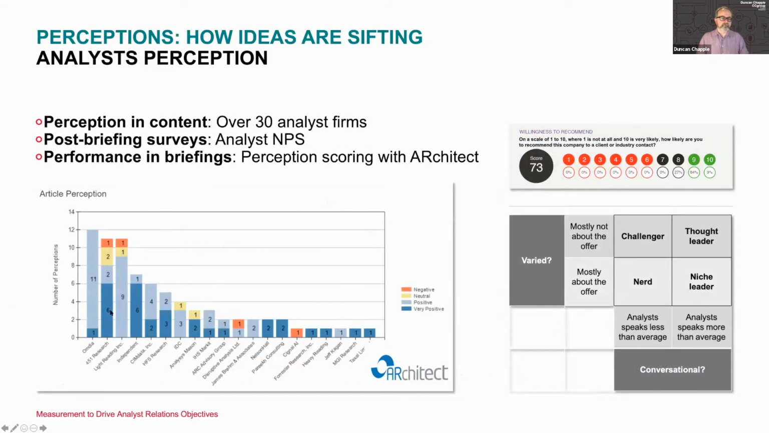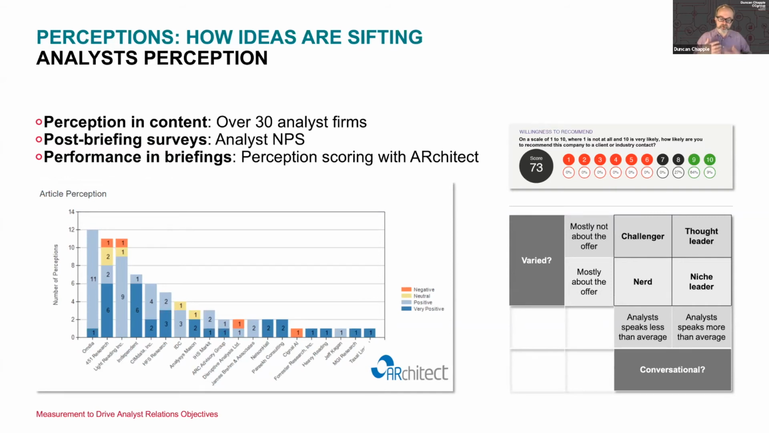Let me move on now to talk about perceptions. There are three main ways that we're using to track perceptions, none of which are incredibly devious, luckily. The one thing that we're using Architect for is for tracking perception in content.